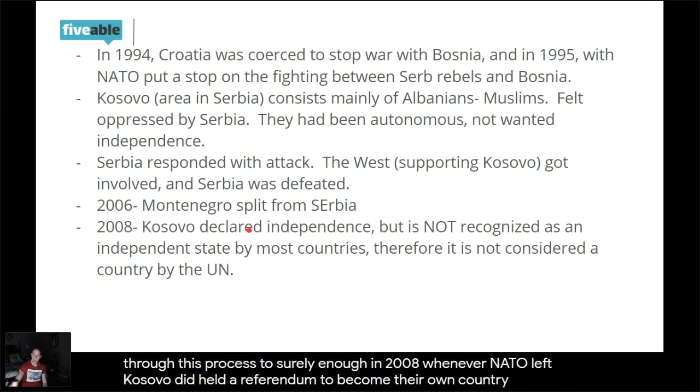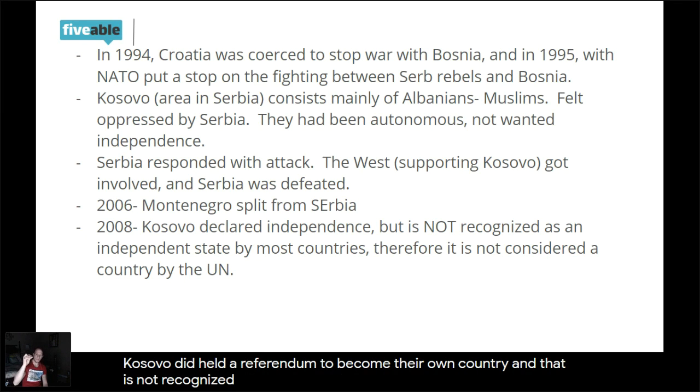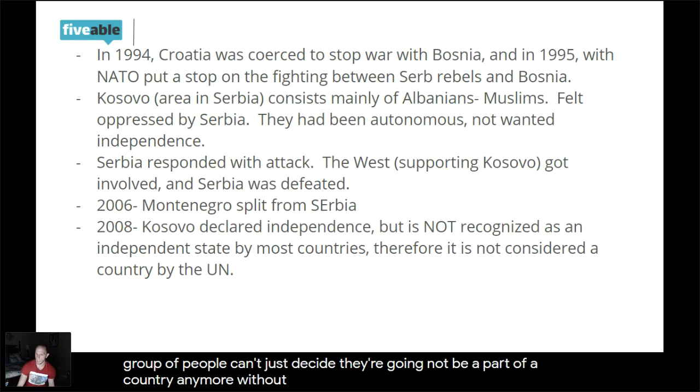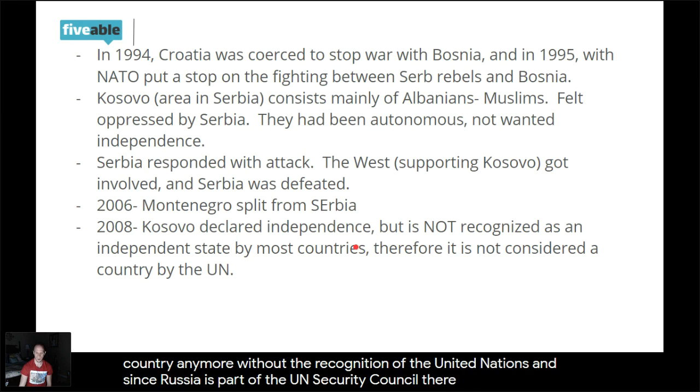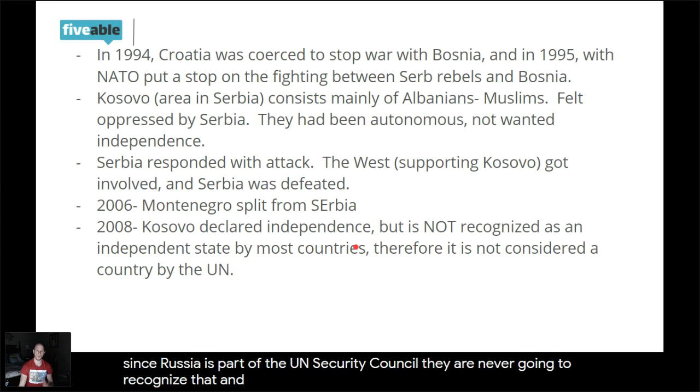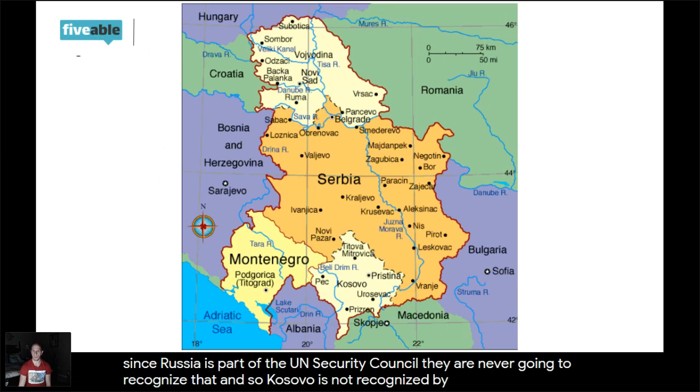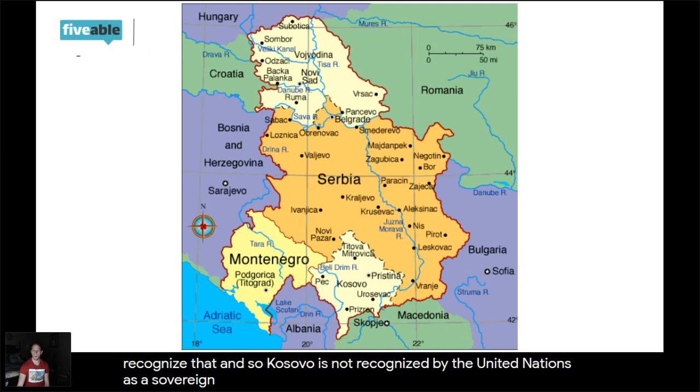And surely enough, in 2008, whenever NATO left, Kosovo did hold a referendum to become their own country. And that is not recognized by most countries in the world because, again, a group of people can't just decide they're going to not be a part of a country anymore without the recognition of the United Nations. And since Russia is part of the UN Security Council, they are never going to recognize that. And so Kosovo is not recognized by the United Nations as a sovereign country, even though sometimes you'll see it as one, for example, on this map.